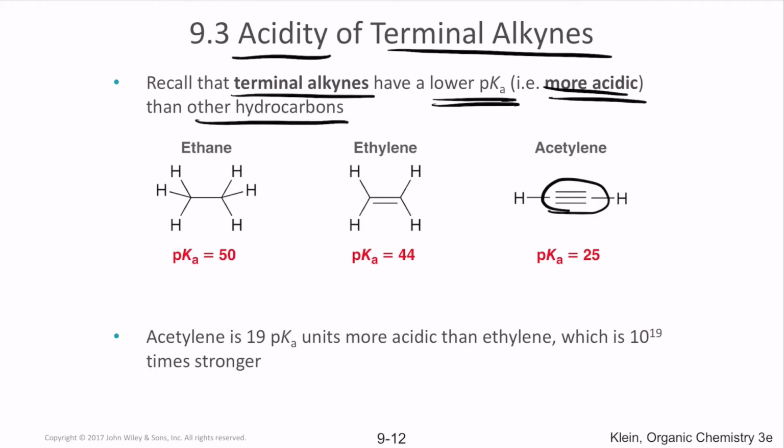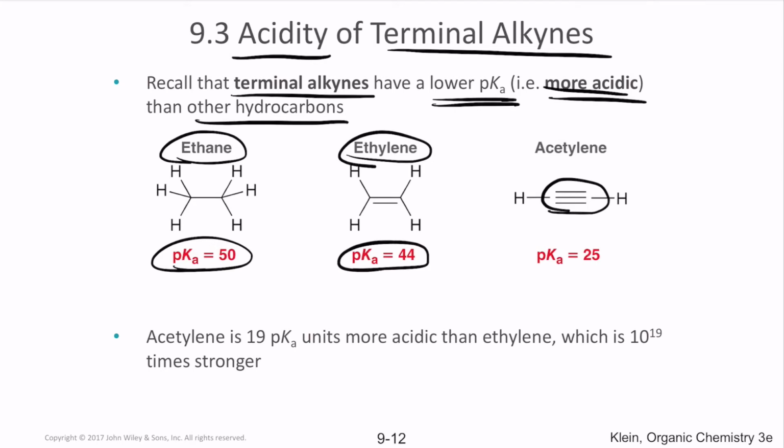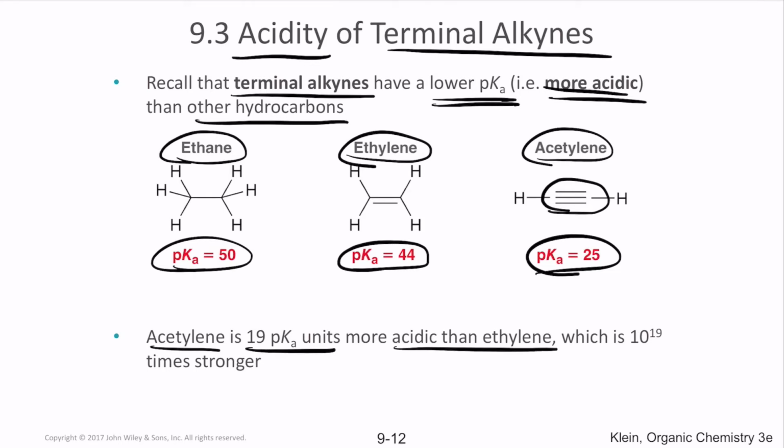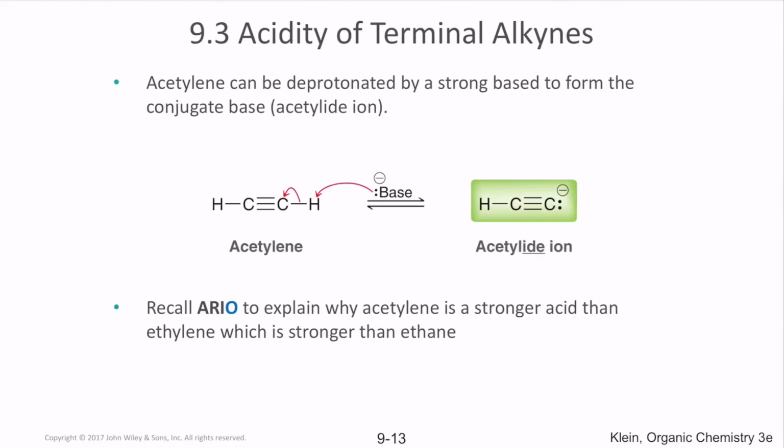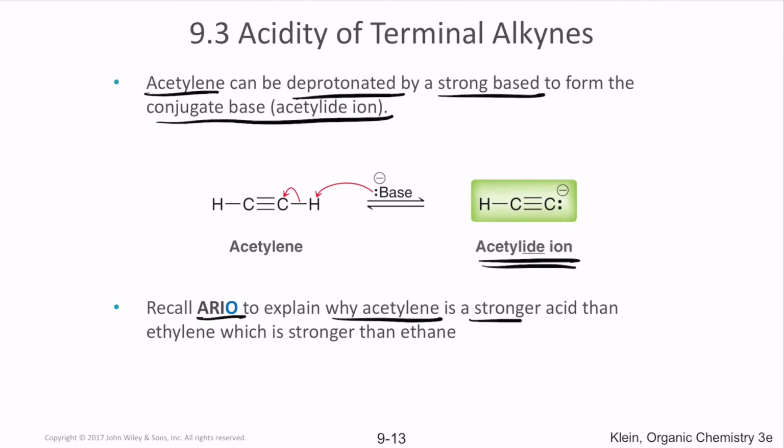Now, among other hydrocarbons, ethane has a pKa of around 50, while ethylene has a pKa of around 44, but acetylene has a pKa of around 25. So acetylene is about 19 pKa units more acidic than ethylene, which is about 10 to the power 19 times stronger. Acetylene can be deprotonated by a strong base to form a conjugate base. We call that the acetylide ion. And we use the ARIO principle to explain why acetylene is a stronger acid.